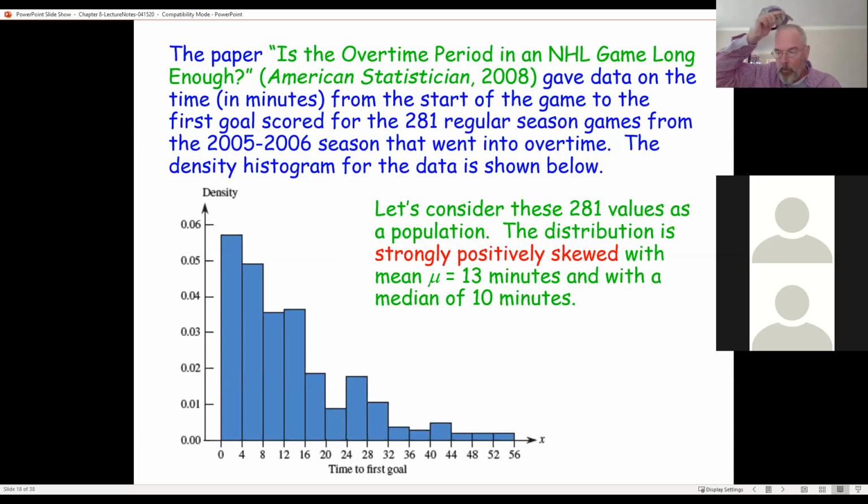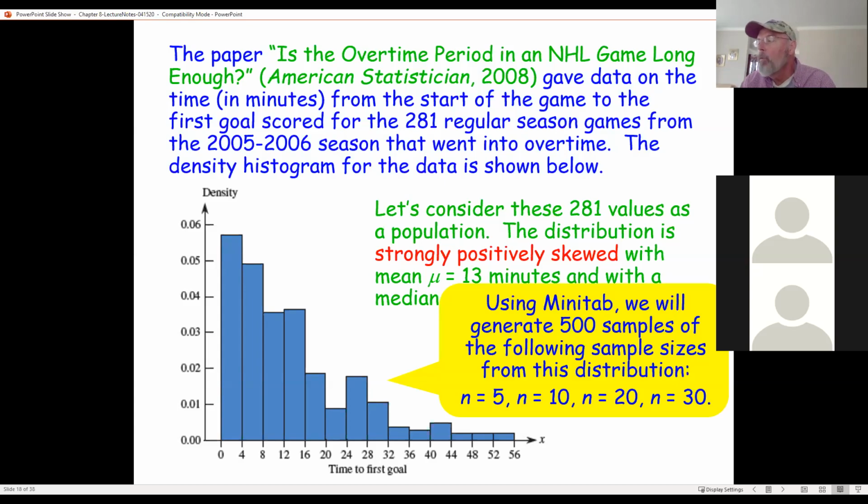So what we want to start to think about is, the things that we saw with a population that is normal, is that going to show up when we have a skewed distribution? All right, so let's start thinking about this. We'll do the same sort of thing that we did with the previous example.